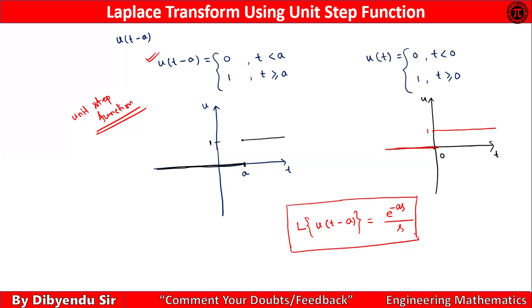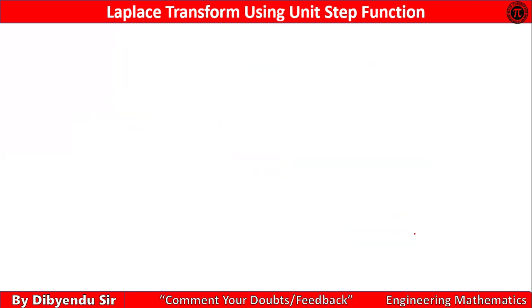So let's come to the next topic. Actually, the unit step function will not be given. You will be given a simple function, and you have to convert it using the unit step function. For example, suppose you have a function capital F of t, equal to f1(t) when t is less than a, and f2(t) when t is greater than or equal to a.